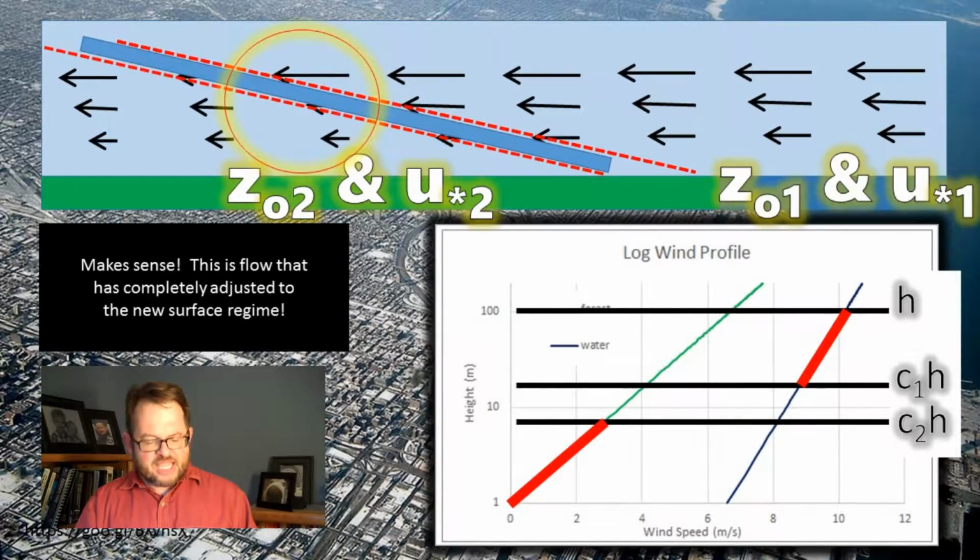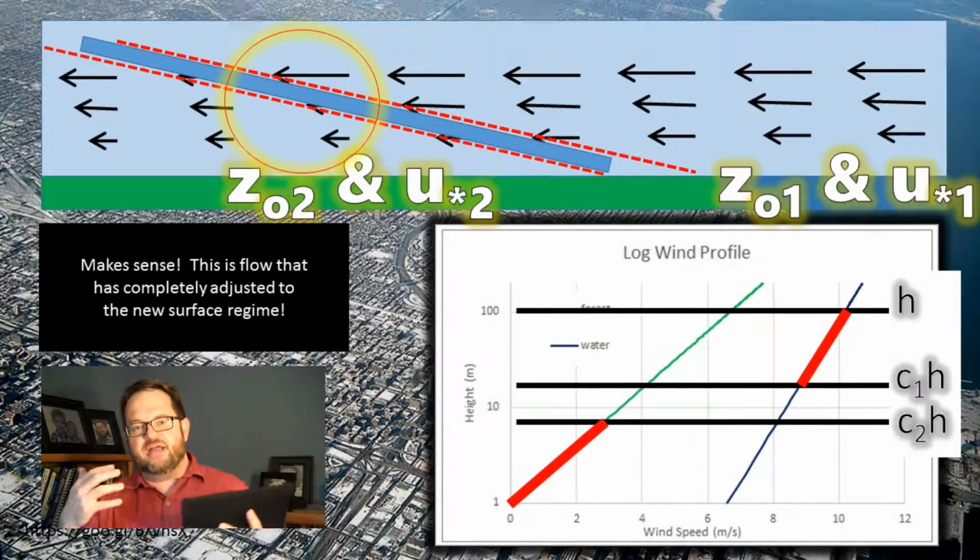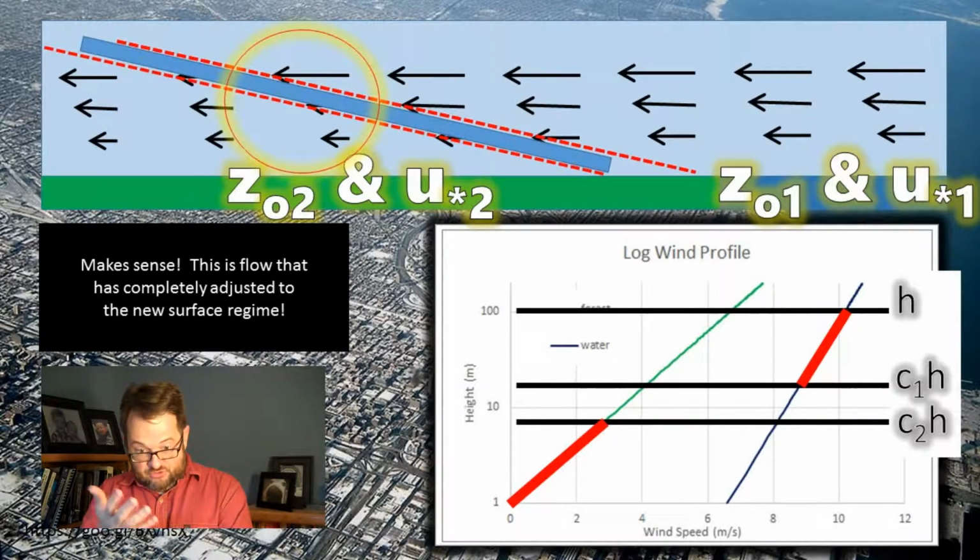Okay. Again, that kind of makes sense. That's the surface, the part of the atmosphere that has already completely adjusted to this new surface regime. That is air that has already experienced the new friction profile and has responded to that. Fantastic. So two parts of our wind profile here are actually pretty straightforward.